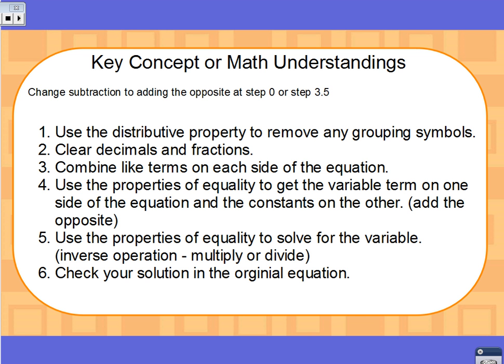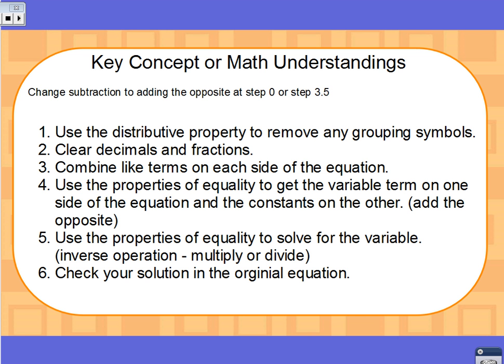We have to get rid of any grouping symbols. If I don't have grouping symbols and I have decimals and fractions, I'm going to get rid of them. Then I'm going to combine like terms on each side of the equation if I have them. I don't always have them. Then I'm going to use the properties of equality. That's when we add the opposite to both sides. And then I use properties of equality to get rid of my coefficient, and that's another inverse operation when we multiply or divide.